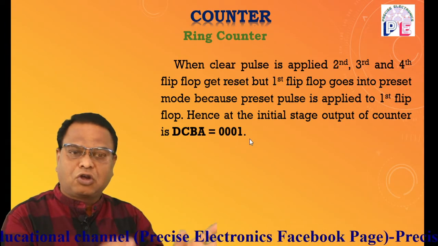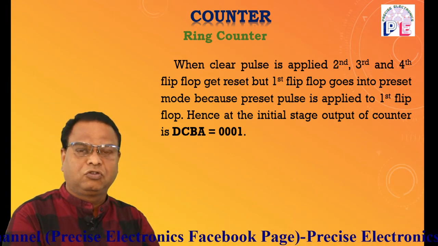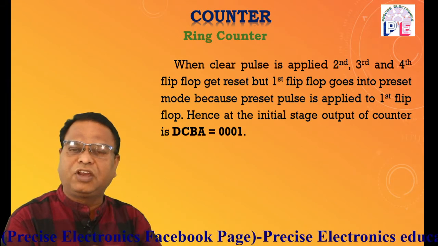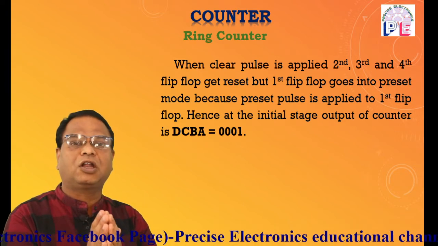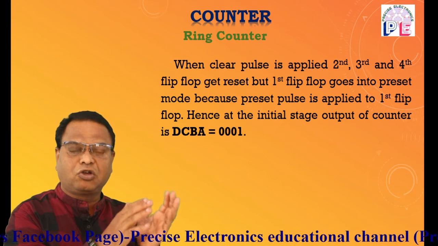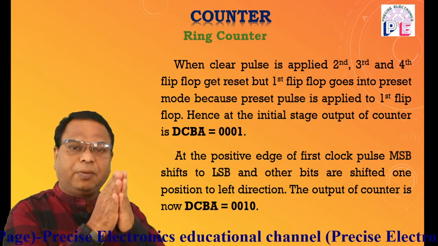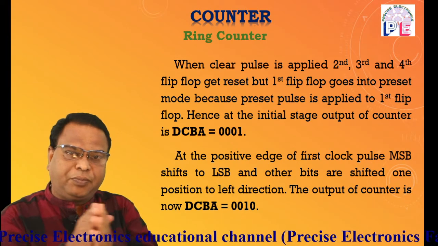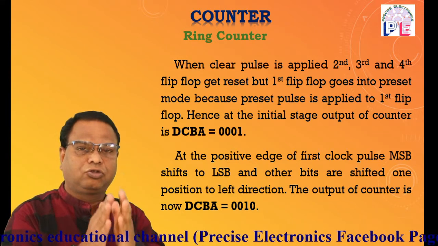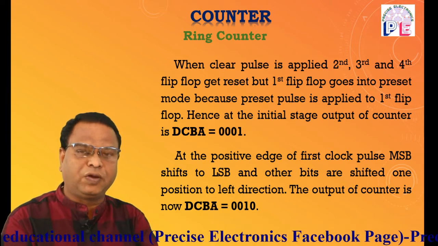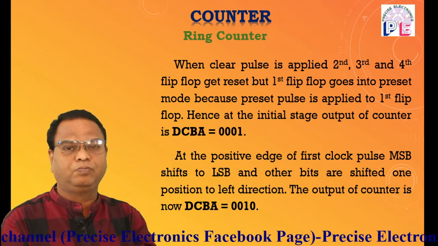Now the clock pulse is applied to all the flip flops at a time. So basically it is an example of a synchronous counter, an example of a parallel counter. In this case, all the flip flops are clocked simultaneously. So when the clock pulse is applied, at the positive edge of the first clock pulse, the bit stored in the first flip flop gets shifted to the second flip flop. The bit stored in the second flip flop gets shifted to the third. The bit stored in the third flip flop gets shifted to the fourth flip flop, and the bit stored in the fourth flip flop is fed back to the first flip flop.